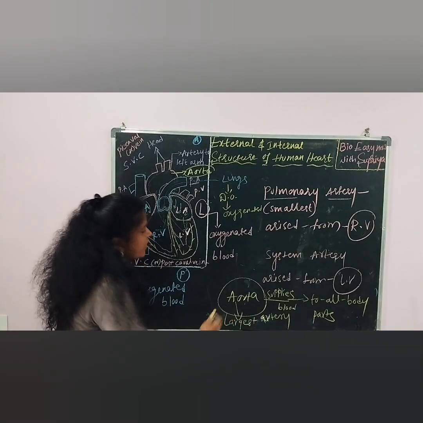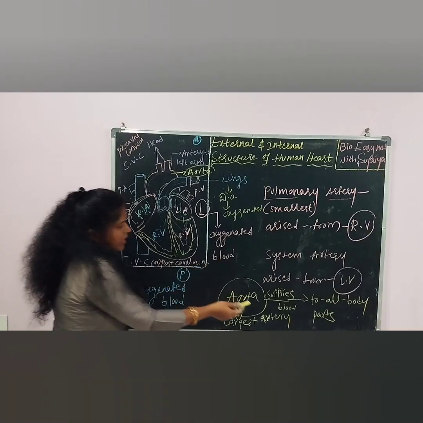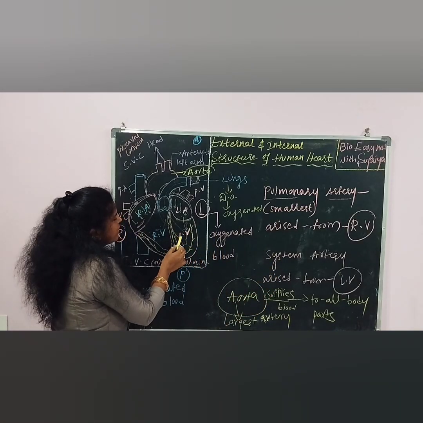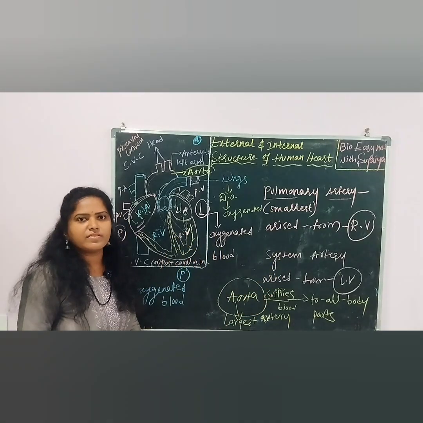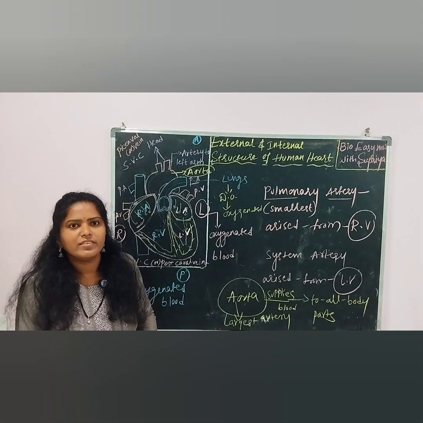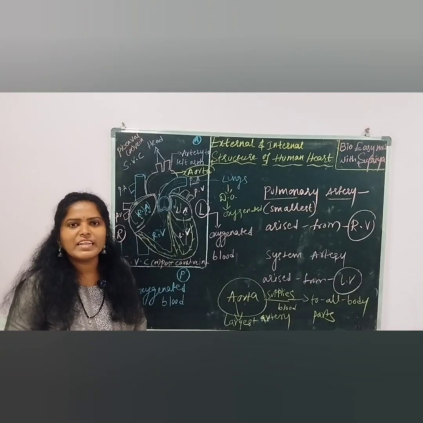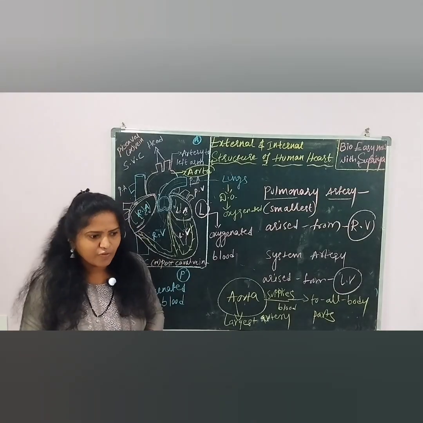The valves present at the systemic artery are called the systemic valves, and at the pulmonary artery, the pulmonary valves. And this is all about the external and internal structure of the heart.